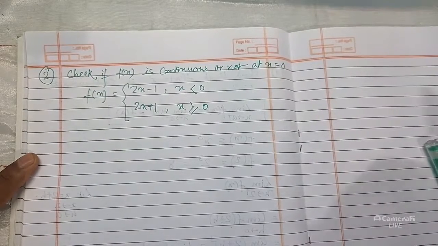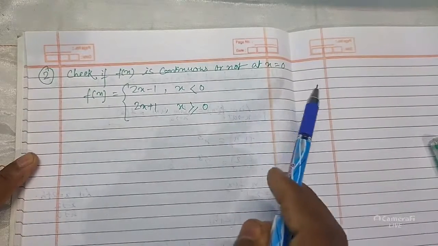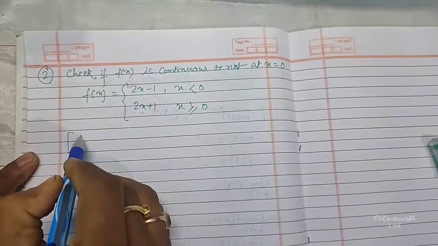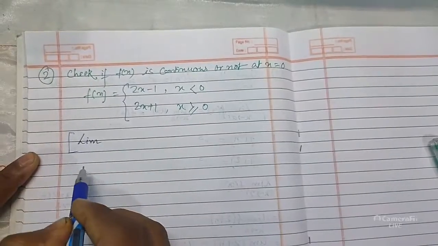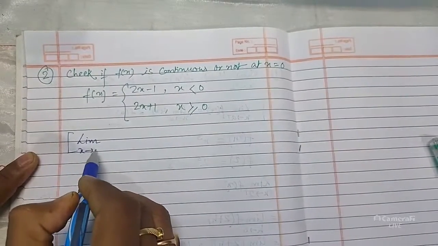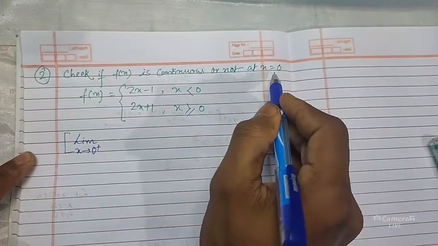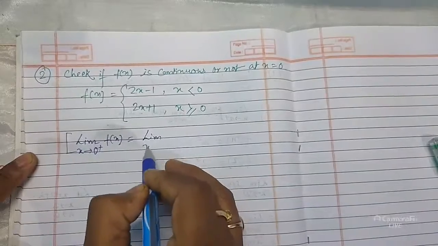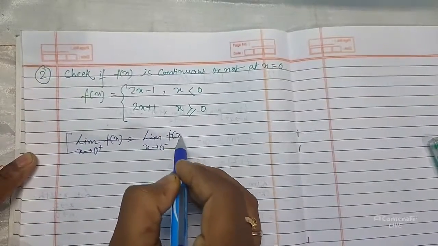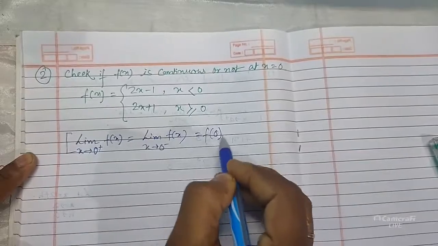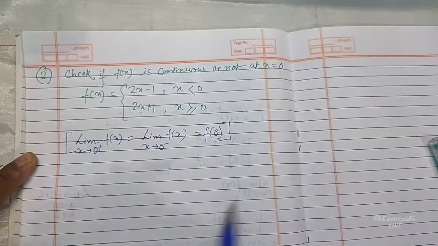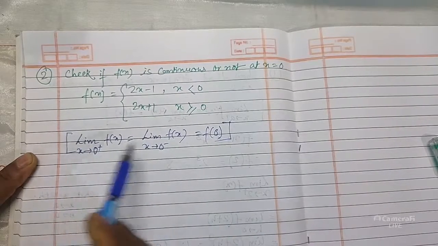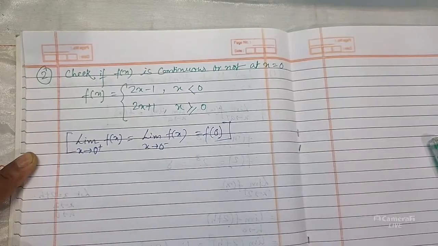So here, first step, f of 0 we have to find. First I am writing the definition. What we have to find here? The limit as x tends to 0 plus of f(x), here the point given is 0, so 0 plus, equals the limit as x tends to 0 minus of f(x) equals f of 0. This we have to check. If it is coming, then the function will be continuous. If it is not coming, then it will be discontinuous.